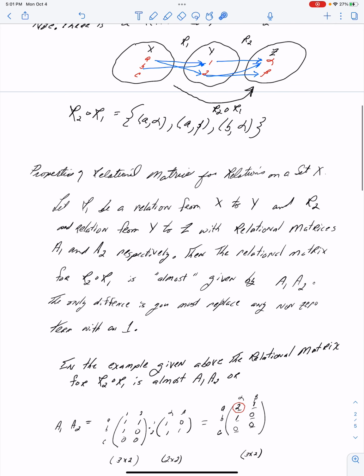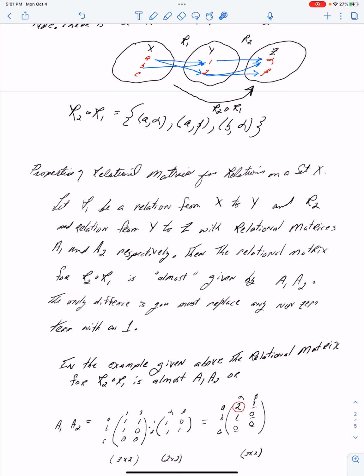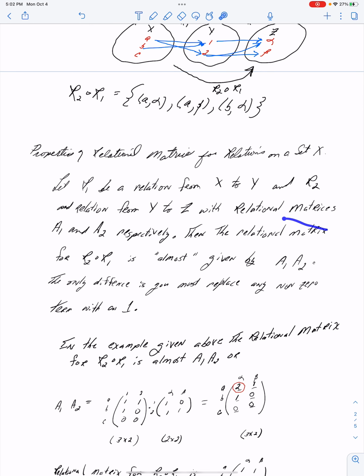All right, what does this have to do with relational matrices? And the answer is, whenever I have a relation going from X to Y, and I have another relation going from Y to Z, then of course I've got this relation composition that goes from X to Z, and as it turns out, its relational matrix is given by the product of the two relational matrices of the original relations.